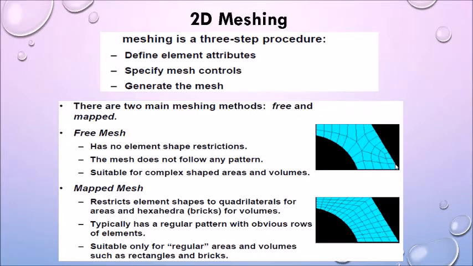Mapped mesh restricts the element shapes to quadrilaterals for areas and hexahedra for volumes. Typically, it has a regular pattern with obvious rows of elements. You can see the second sketch, where you can observe the regular arrangement of elements. And this is suitable for regular areas and volumes such as rectangles and bricks.